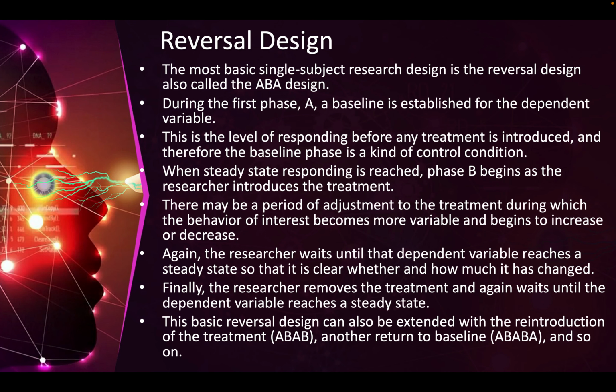The most basic single subject research design is a reversal design, also called the ABA design. During the first phase, A, a baseline is established for the dependent variable. This is the level of responding before any treatment is introduced, and therefore the baseline phase is a kind of control condition. When steady state responding is reached, phase B begins as the researcher introduces the treatment.